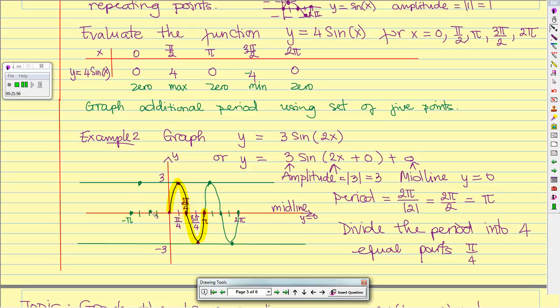You start with your pattern: y equals 0, y equals maximum, y equals 0, y equals minimum, and then y equals 0. Now if you can label one tick mark, this is negative pi over 4. And then you connect the 5 points using the curve again. You can see that after we graph 3 periods, the set of 5 points just keeps repeating itself.